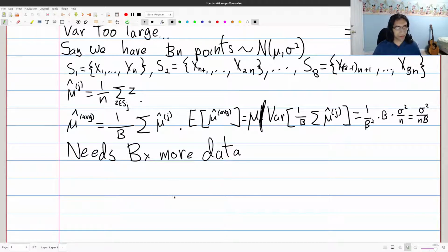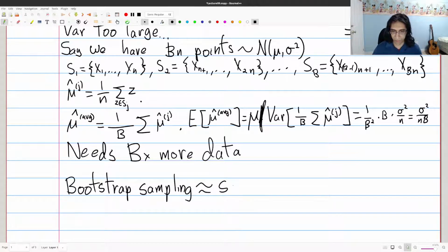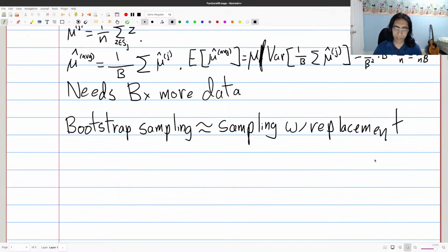Now, instead, what bootstrapping does is it generates these sets, but instead of making b times n more points, it just resamples again and again, and it does sampling with replacement. So let me write it here and then we'll discuss what that means. Bootstrap sampling is roughly the same as sampling with replacement. Let me explain what that means.